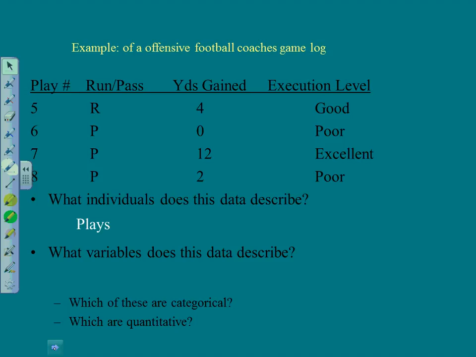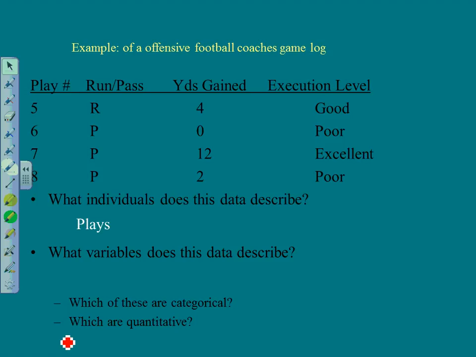All right, who plays football or likes football? All right, Mr. Medina, what are the variables? The variables are run, pass. Yes, those are the variables. Those are the data we are gathering, whether it's a run or pass, the yards gained, the execution level. Which of those are categorical, where averaging doesn't make sense?